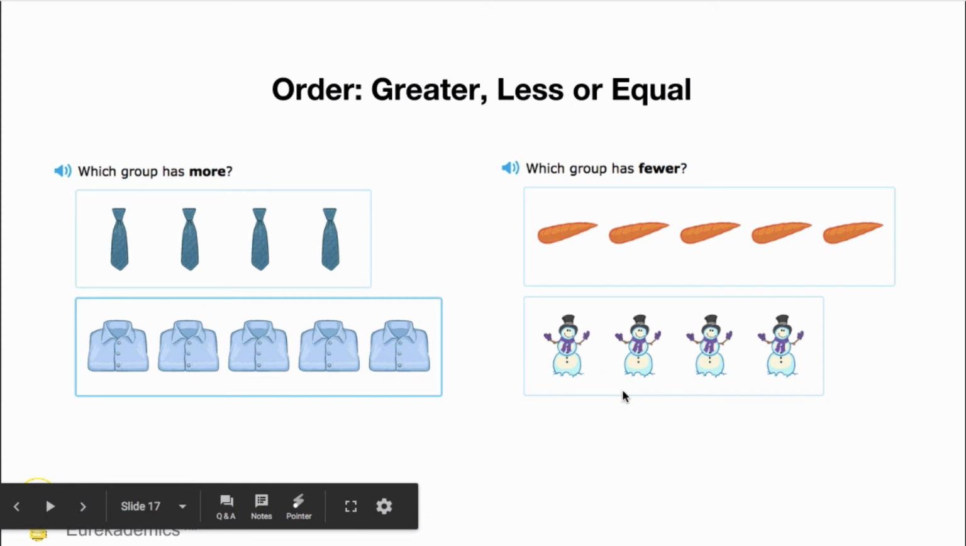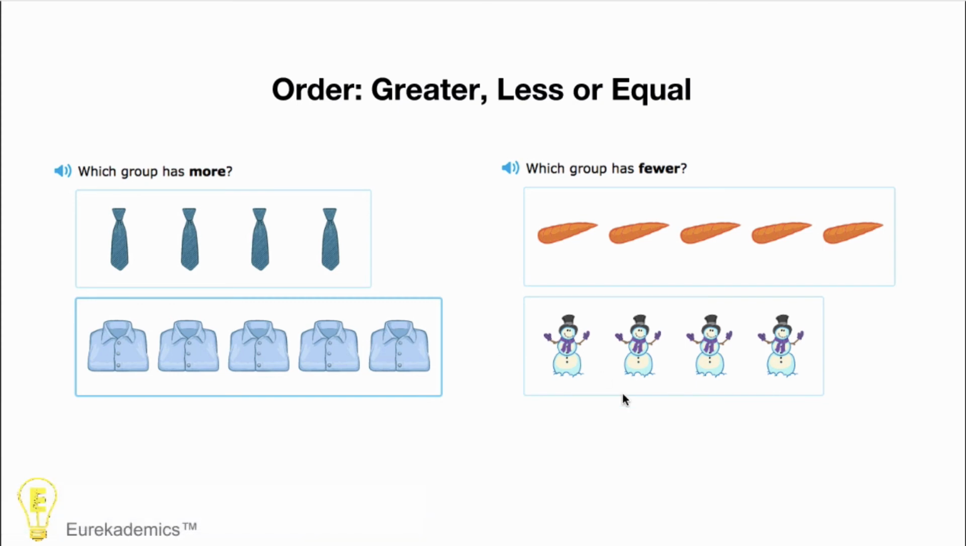Good job. Now the word fewer means less than, right? So which group has fewer? So we have 5 carrots or 4 snowmen. So 4 snowmen has fewer in that group. Now I know the snowmen are way bigger than the carrot, and this question probably doesn't make too much sense, but you have to read carefully because that's how the test will be in your school. So which group has fewer? Well, that's this group. There's only 4 snowmen.